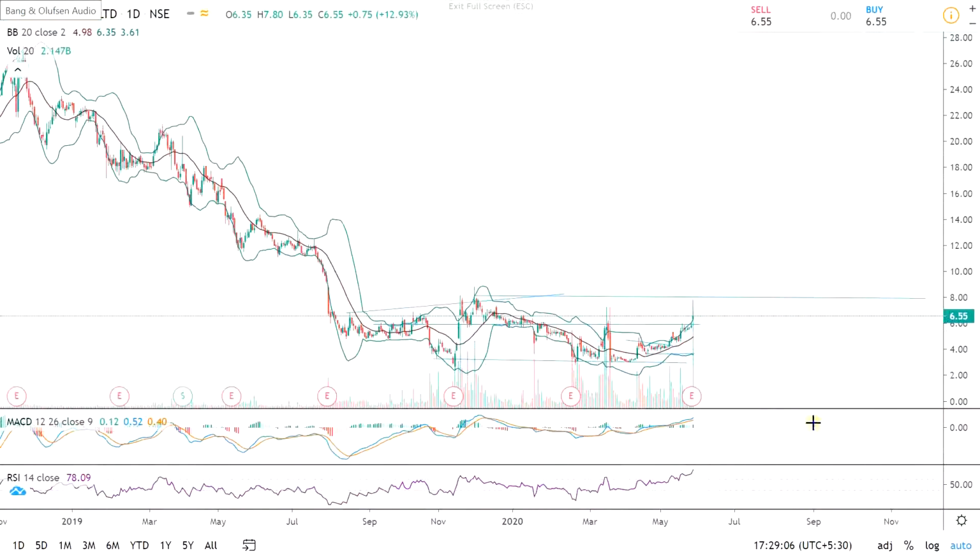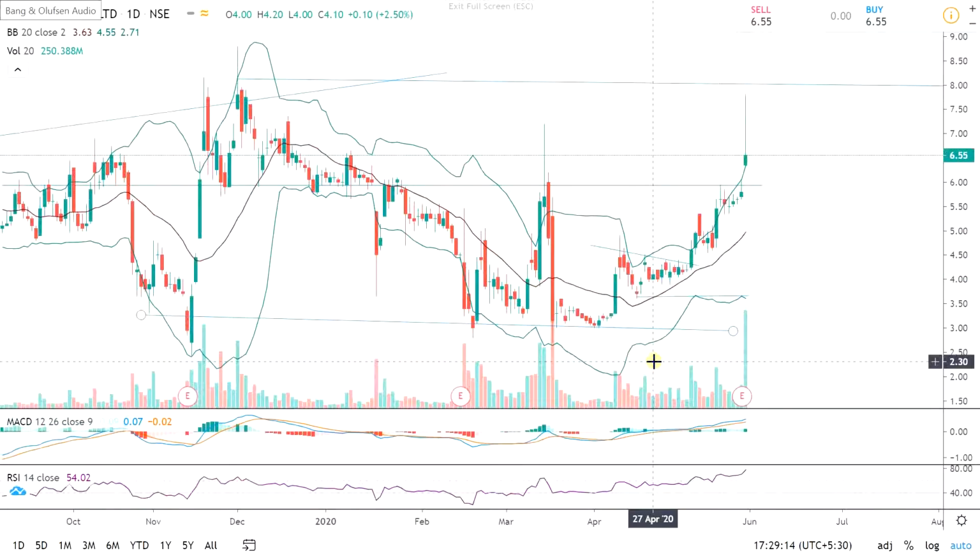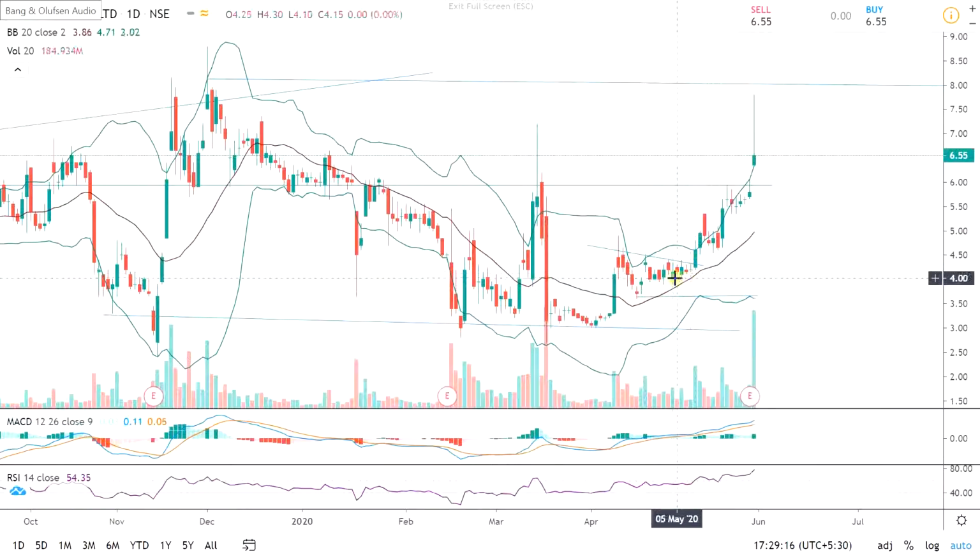These lines I have drawn are the resistance, and this is the support line, and it has broken 2 of my resistance lines. See, it has broken this resistance line and it has not come below this one. And today it has broken the second resistance line of mine, at 5 rupees and 5 rupees 90 paise. It was at 3 rupees. That means almost 3 times the value. But only today it has reached about 7 rupees.